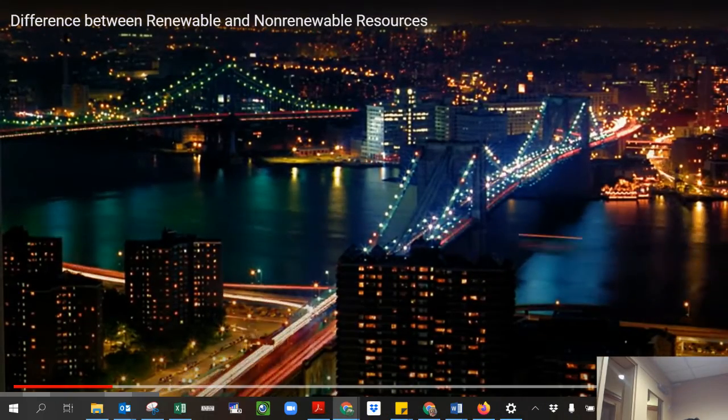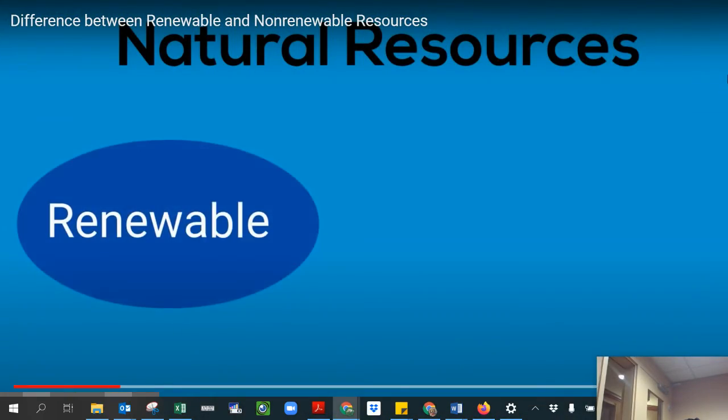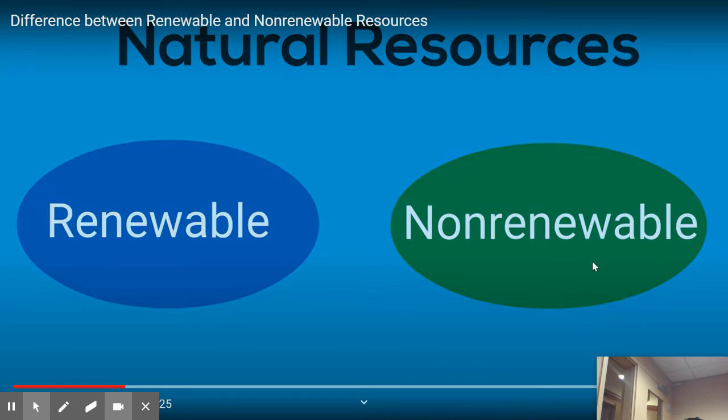Natural resources can be classified as renewable or non-renewable. Go ahead and write this down in your notes. Natural resources can be defined as blank and blank: renewable and non-renewable. Okay, you should be done writing this down in your notes.